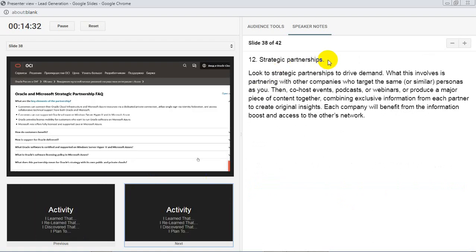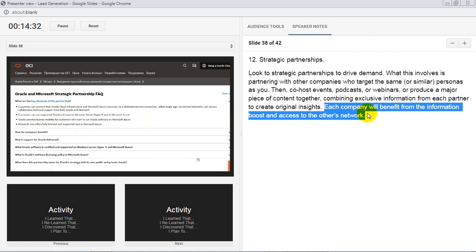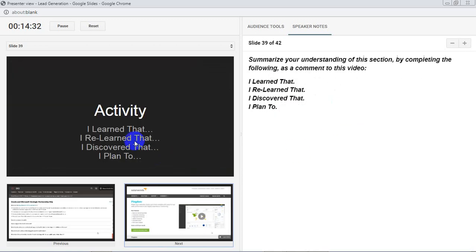12. Strategic partnerships. Look to strategic partnerships to drive demand. What this involves is partnering with other companies who target the same, or similar, personas as you. Then, co-host events, podcasts, or webinars, or produce a major piece of content together, combining exclusive information from each partner to create original insights. Each company will benefit from the information boost and access to the other's network.